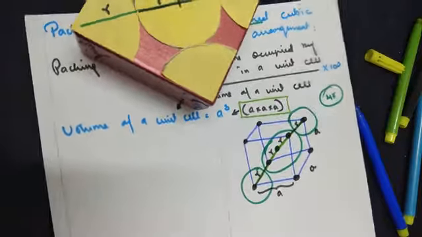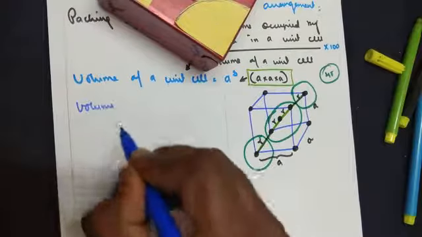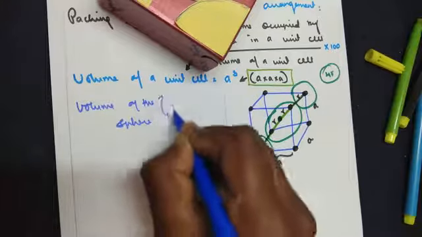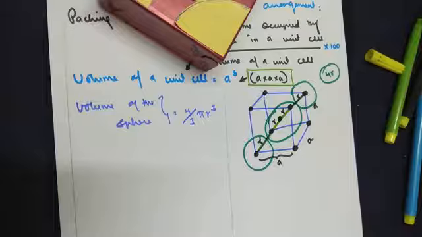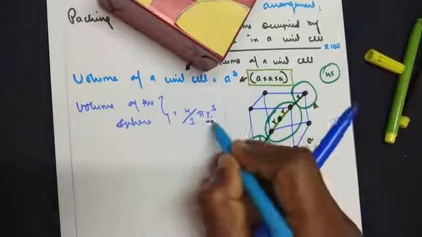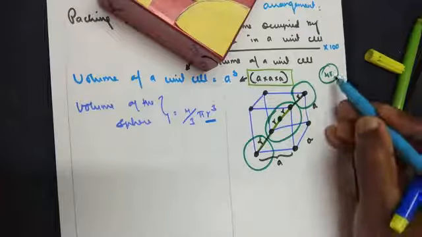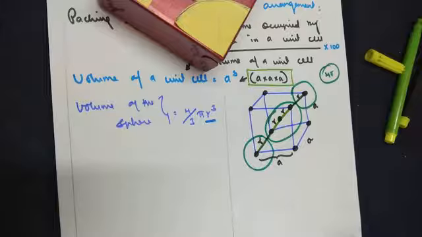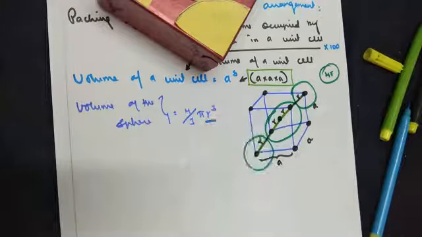Now what's the volume of the sphere formula? Volume of the sphere is equals to 4 by 3 pi R cube. Now as you know, we know the value of pi and 4 by 3. We have to calculate the value of R here. Unless we know the value of the radius, we can't calculate the volume of the sphere. So from this arrangement, we have to calculate the volume of the sphere.